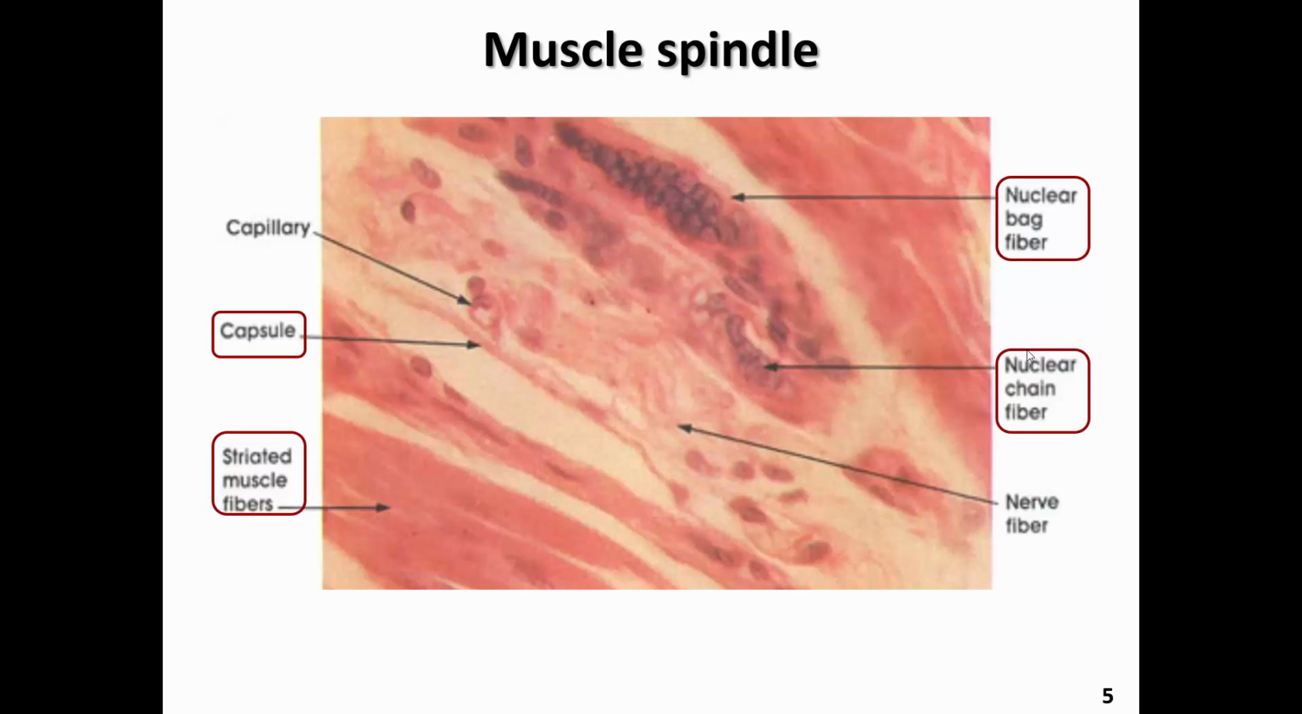And the nuclear bag, nuclear chain is reference to how the nuclei, the nucleus containing DNA inside these muscle fibers, are arranged. The nuclear bag fibers, you see the nuclei clustered centrally in the muscle fiber, whereas the nuclear chain, the nuclei appear to have a chain-like organization, a more linear rather than clustered appearance.